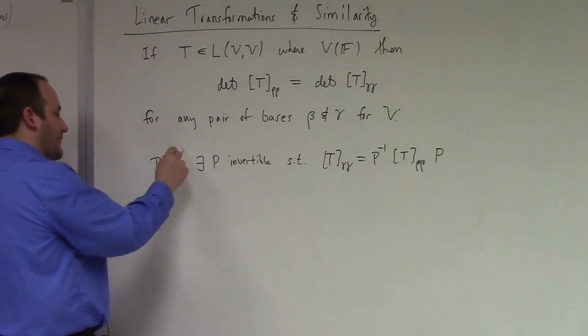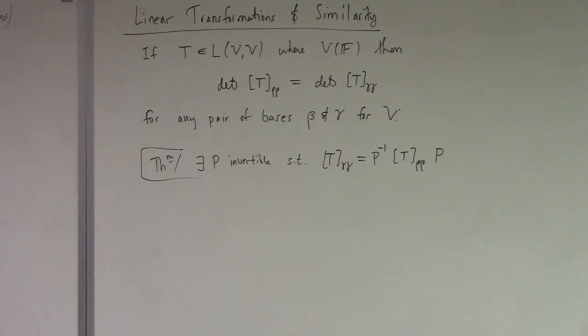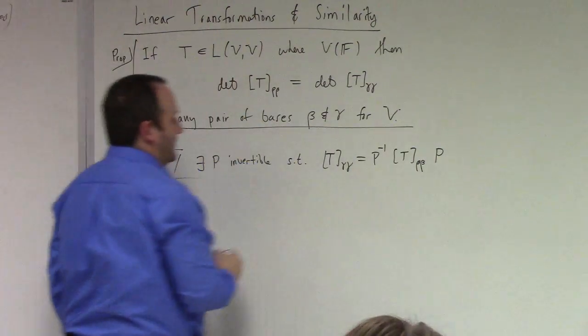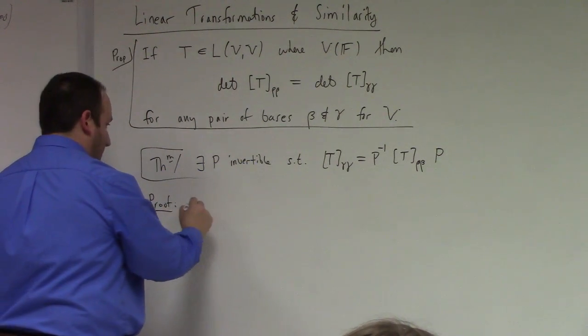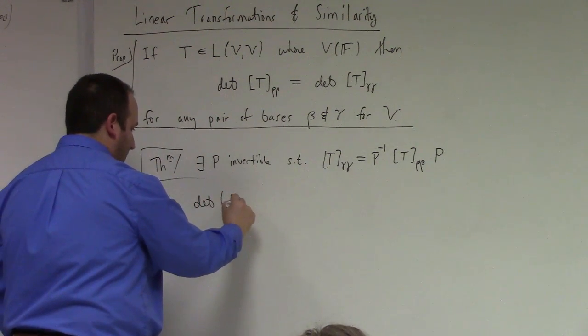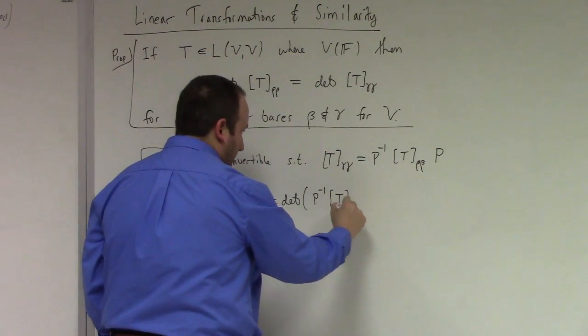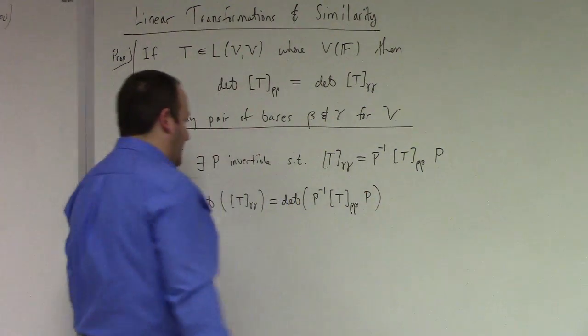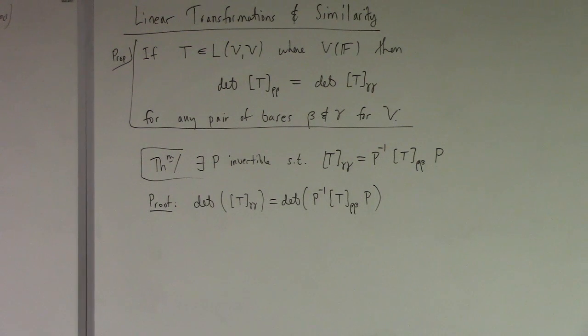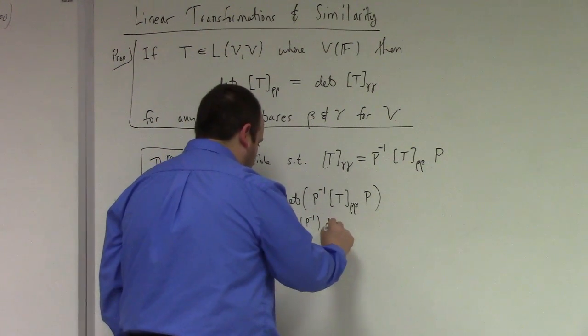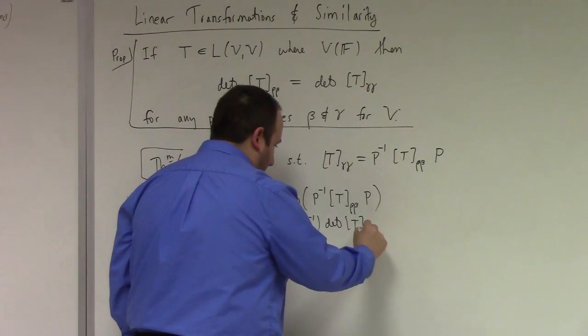This theorem we proved before in our coordinate change day, okay? So what's the proof of this proposition up here? Well, the determinant of T gamma gamma is the determinant of P inverse T beta beta P. What are the properties of the determinant? The most precious of them is that it's multiplicative. So we can break this up into the determinant of P inverse times the determinant of T beta beta times the determinant of P.